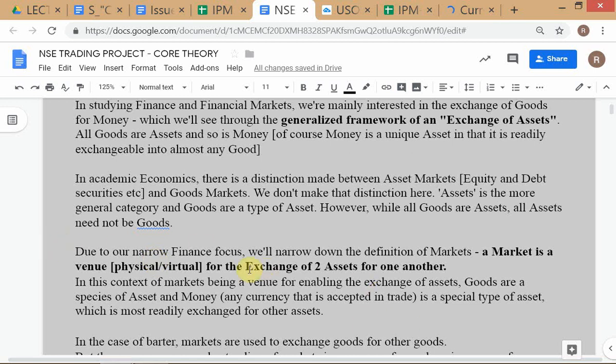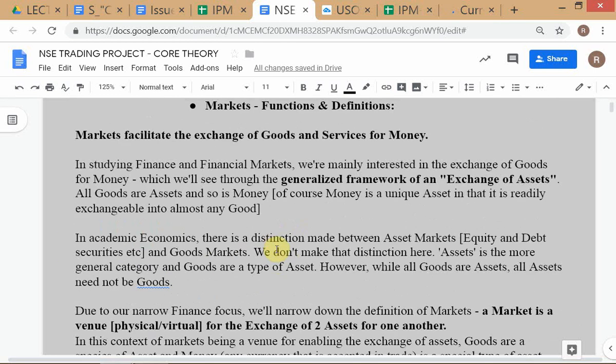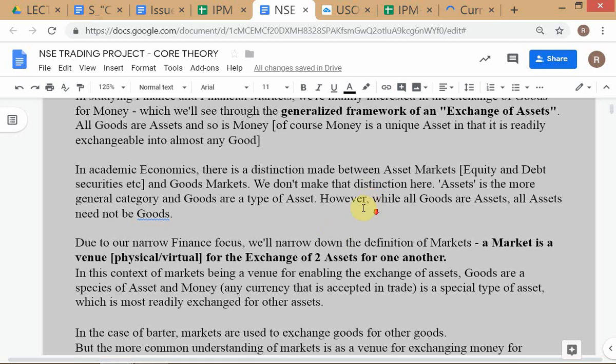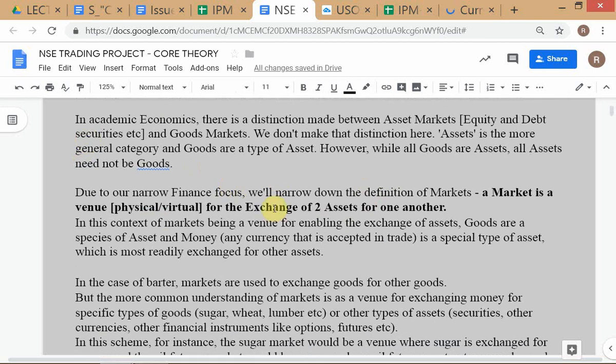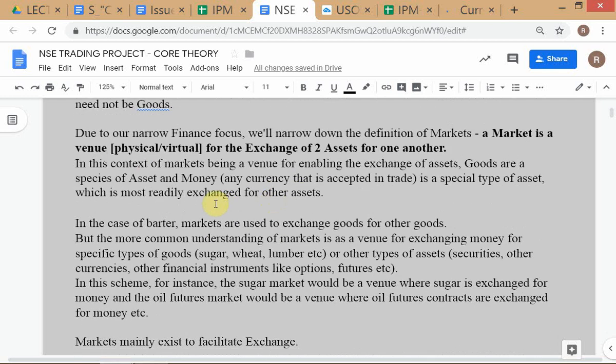You can read through this definition later on. If you have any problems, you can ask me. Go through the notes again. We are trying to cover it a little bit fast because we want to cover a lot of material. Read this later on. But the important concept here is that a market is defined as a venue for the exchange of assets, in a general way.